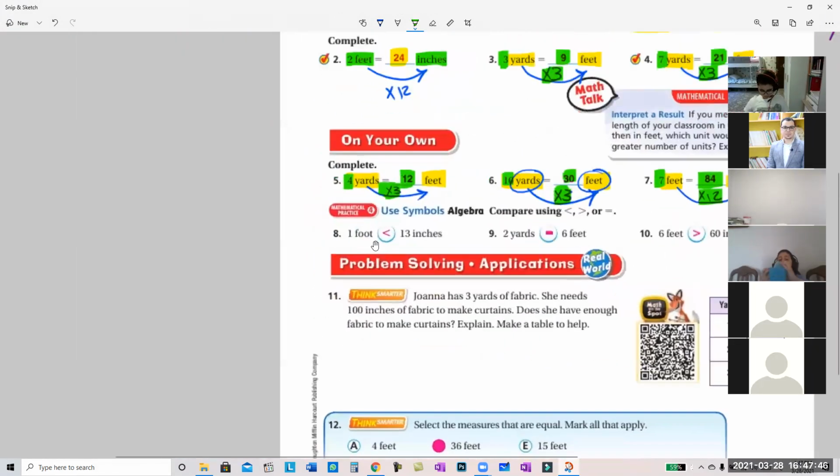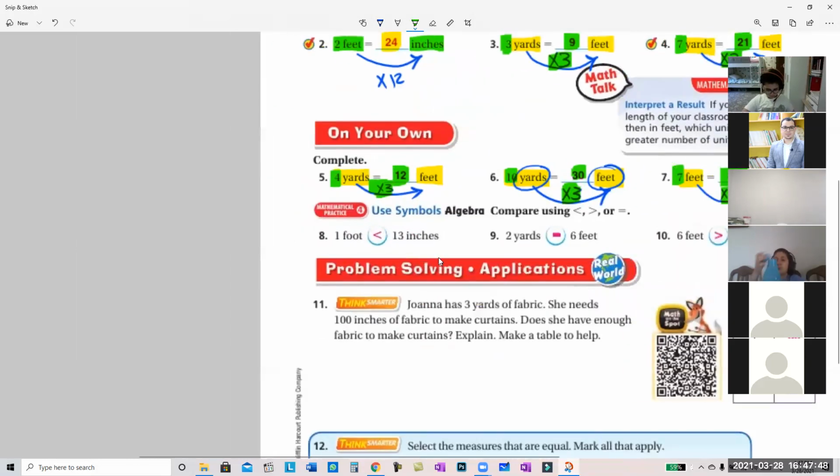We have here to compare between 1 foot and 13 inches. So first of all, can we compare between these two different units? Yes. Okay, but we can't do it directly. So you have to convert the big unit to become a small unit to make them like each other, okay?